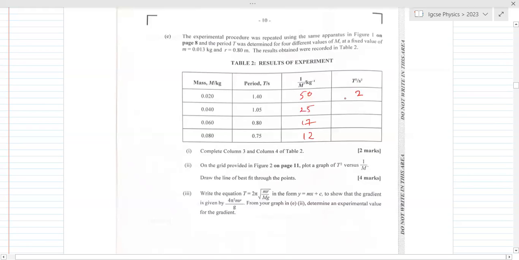So this is going to give me 2. This technically is going to be 1. And I believe this one is going to be 0.6. All right. And then this is going to be 0.